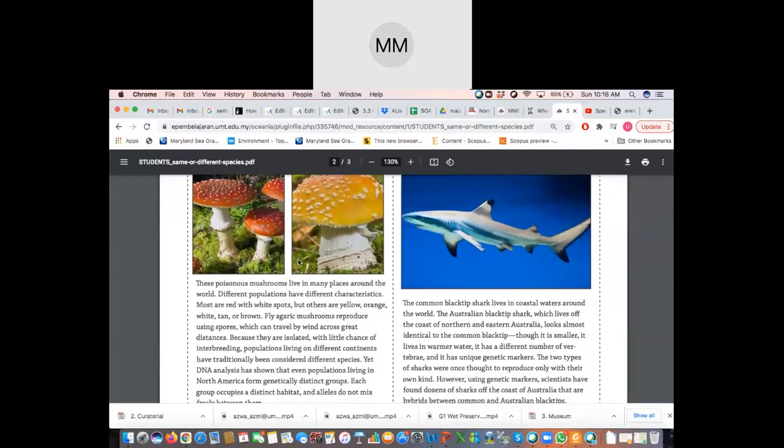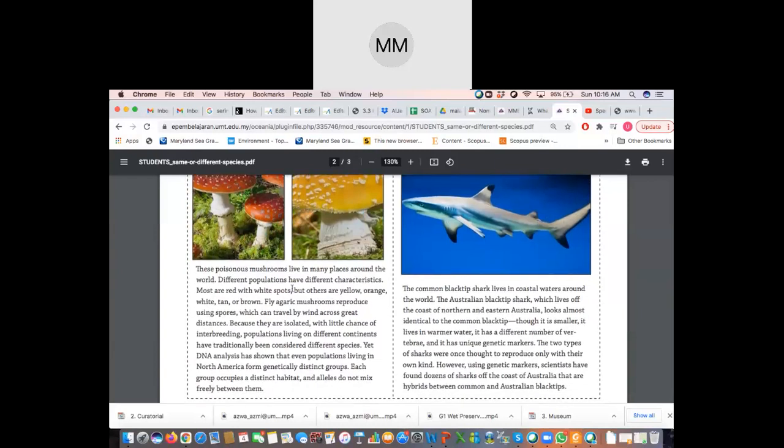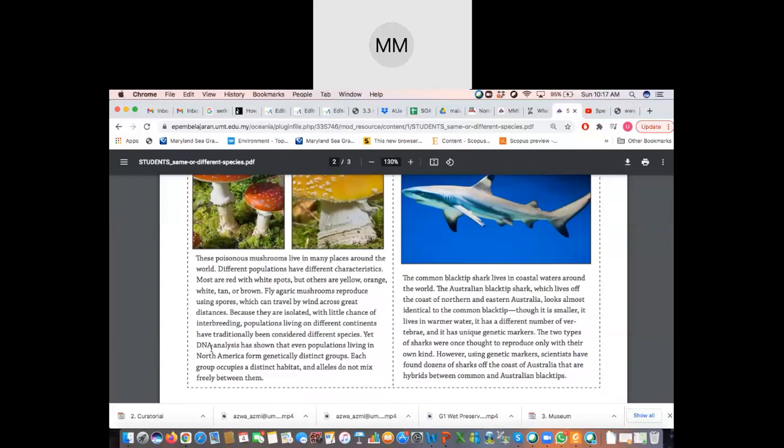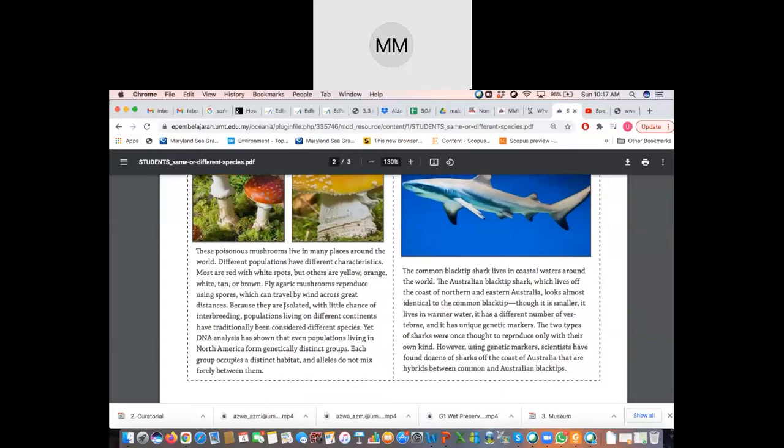Okay, so how about this one? Fly agaric mushrooms. These poisonous mushrooms live in many places around the world. Different populations have different characteristics. Most are red with white spots, but others are yellow, orange, white, tan, or brown. Fly agaric mushrooms reproduce using spores, which can travel by wind across great distances. Because they are isolated, with little chance of interbreeding, populations living on different continents have traditionally been considered different species. Yet, DNA analysis has shown that even populations living in North America form genetically distinct groups. Each group occupies a distinct habitat and alleles do not mix freely.